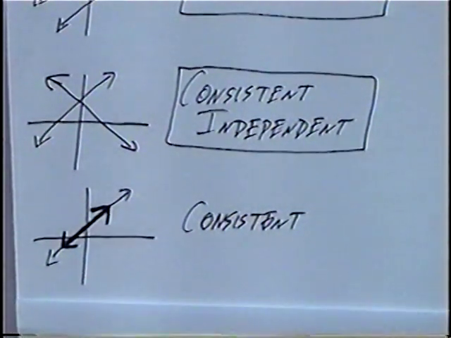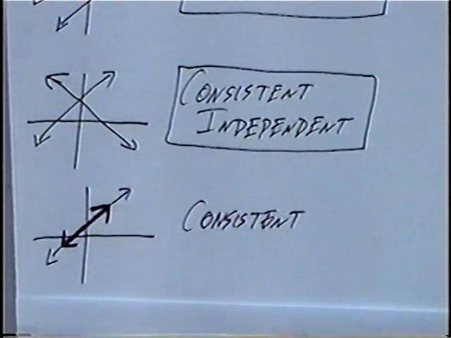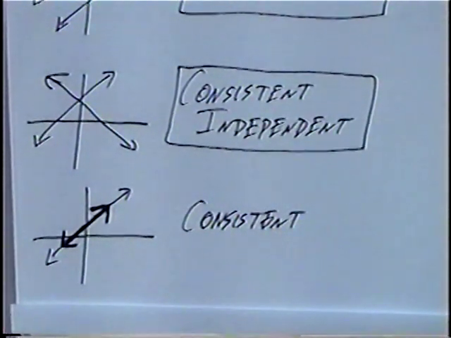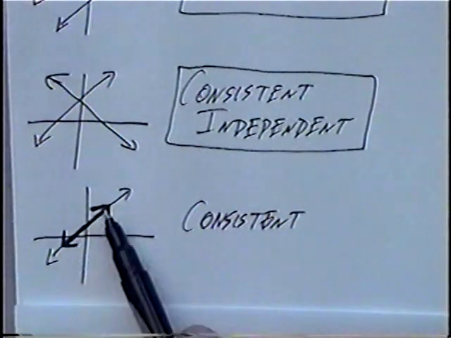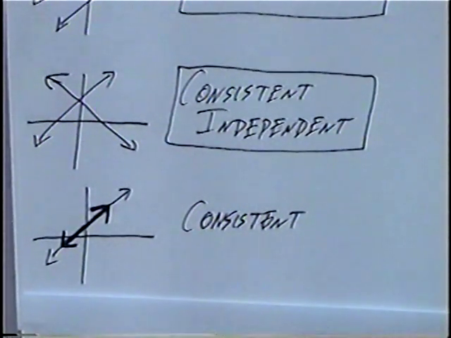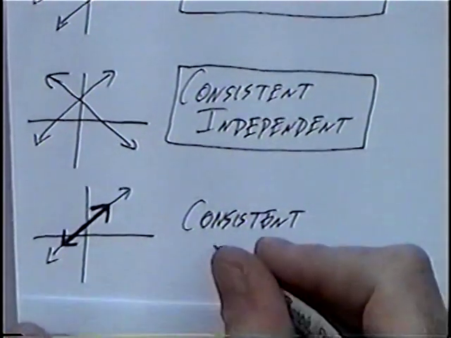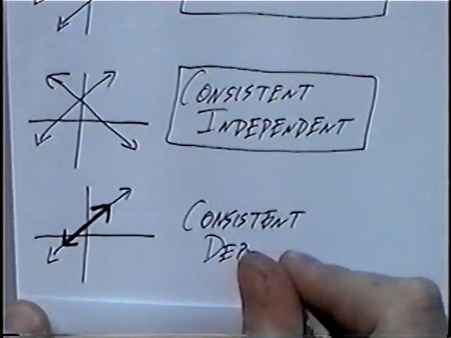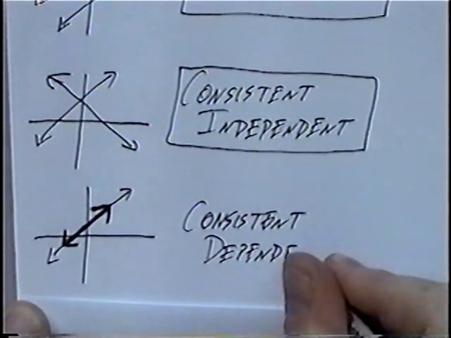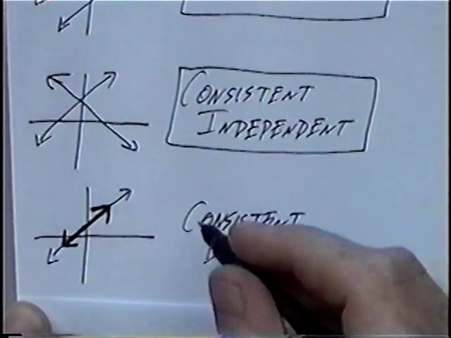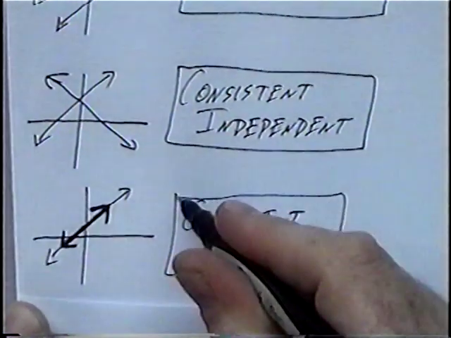And again, if you have consistent lines, consistent is either independent or dependent. In this case, we have one line on top of the same line, which means it's the same line or same equation, so it would be dependent. So the final answer: consistent and dependent.